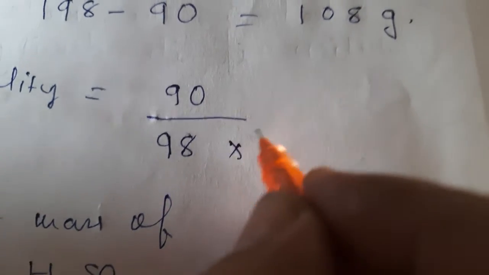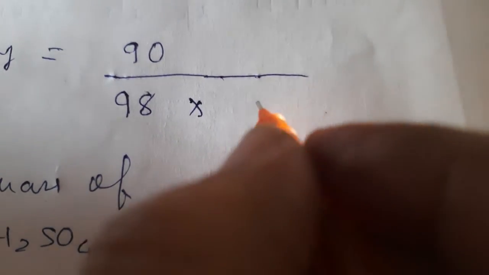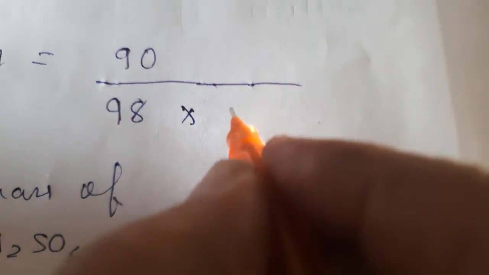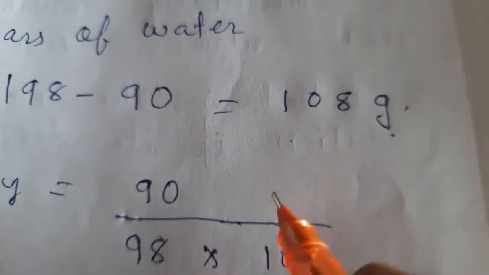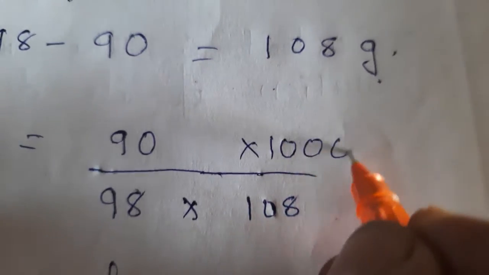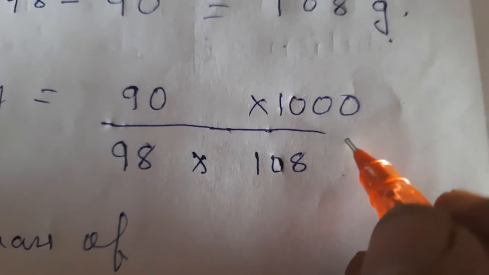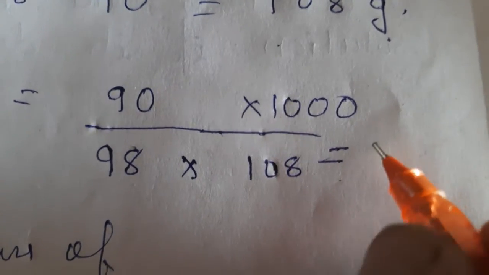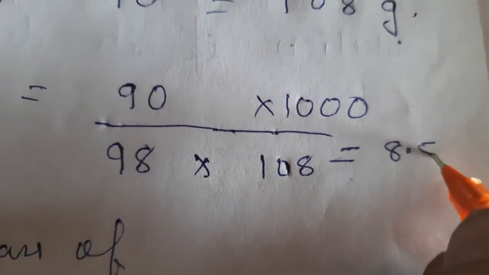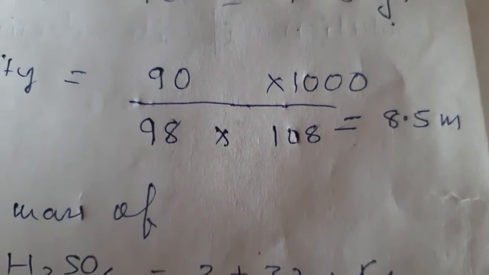So here we will write 90 upon 98 into the mass of solvent in kg. So what is our mass of solvent? 108. Now we have calculated the solvent is 108 gram, so into kg, divided by 1000. When you divide, it will give you 8.5 molar. Is it?